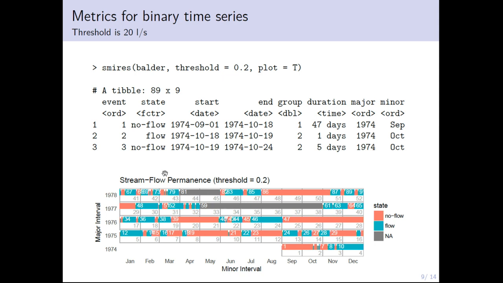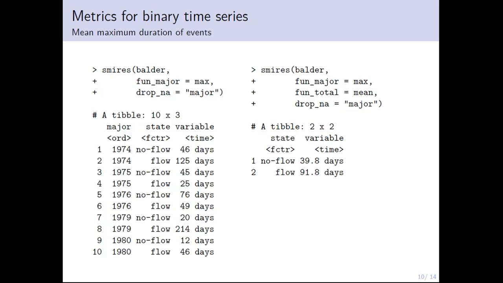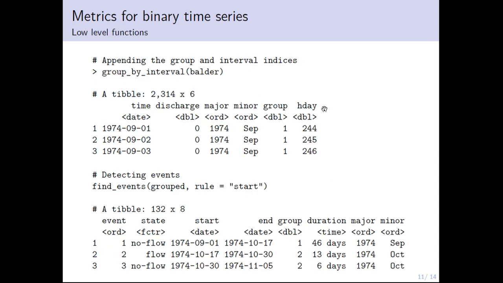In either case, you will always get a table where one row corresponds to an event with a unique event ID, a given state, a start and an end date of this event, together with some other useful grouping variables. If you want to compute a metric for a binary time series, this is very easy. Please just look on the right side. You have to specify your input time series. You have to specify an aggregation function for your major period. You have to come up with a final aggregation function, and you have to somehow say how to handle NAs.